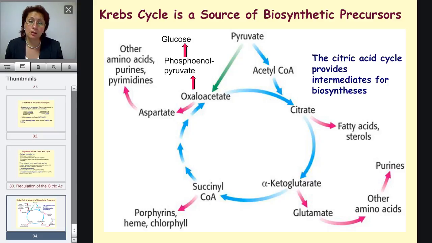The Krebs cycle is a source of biosynthetic precursors. The citric acid cycle provides intermediates for biosynthesis. For example, oxaloacetate, one of the metabolites of the Krebs cycle, is converted to phosphoenolpyruvate, and phosphoenolpyruvate is converted to glucose during gluconeogenesis. In another variant, oxaloacetate is converted to aspartate, and aspartate is converted to pyrimidines, purines, and other amino acids.